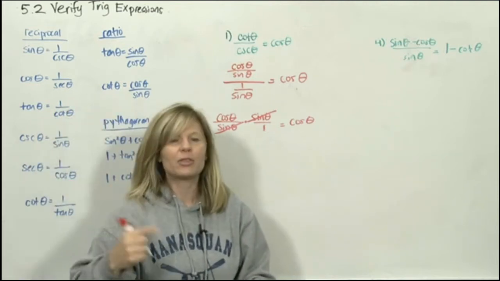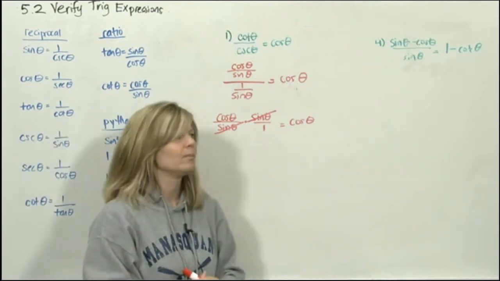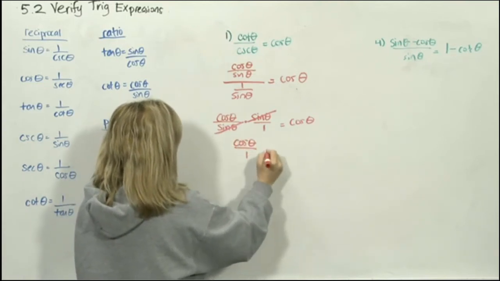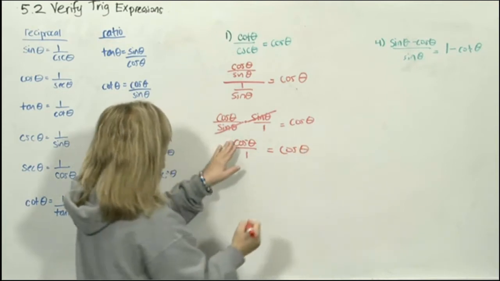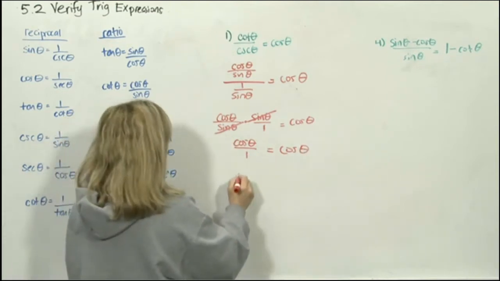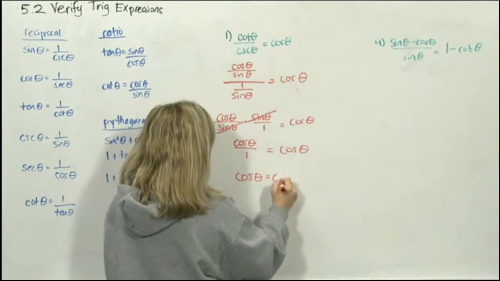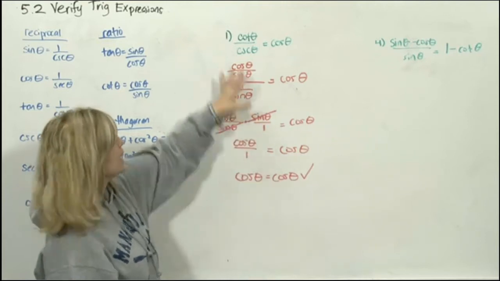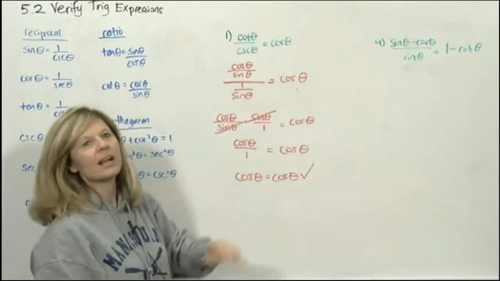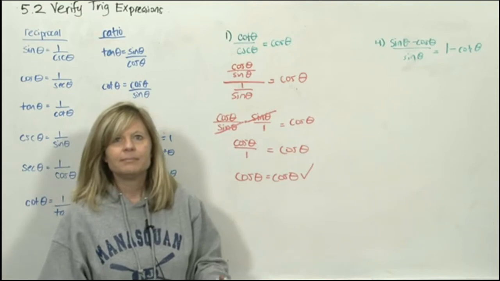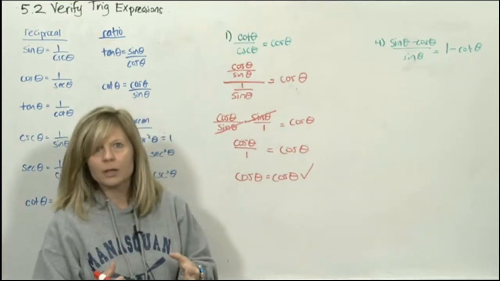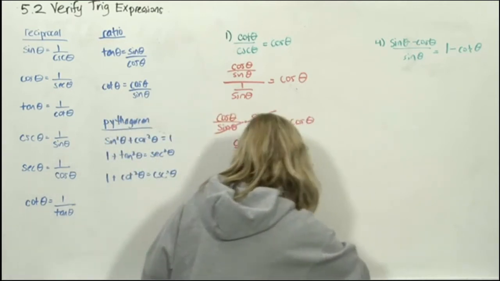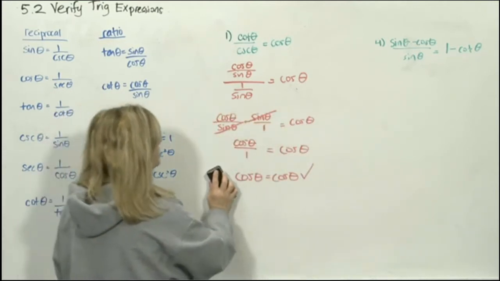Just like 3 divided by 3 is 1. X divided by x is 1. So what you're left with is cosine theta over 1. And we know any term divided by 1 is itself, and we get cosine theta equals cosine theta. Check. That's verified. You proved to me the left side can become the right side. Pretty neat, right? Not hard, just reviewing algebra and using our identities. Okay, in your notes, let's go to example 3. So I'm going to erase this.